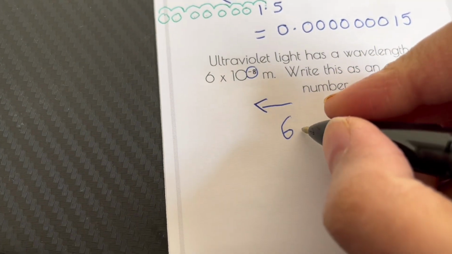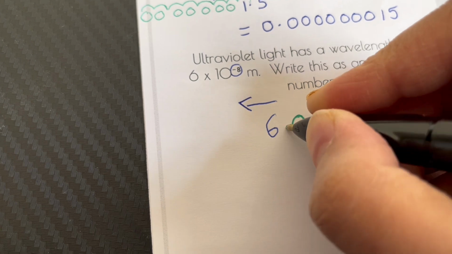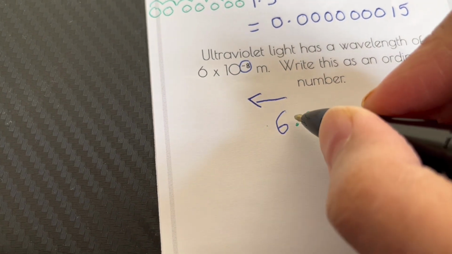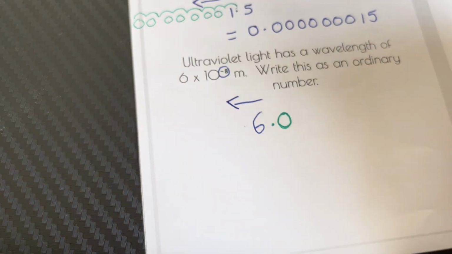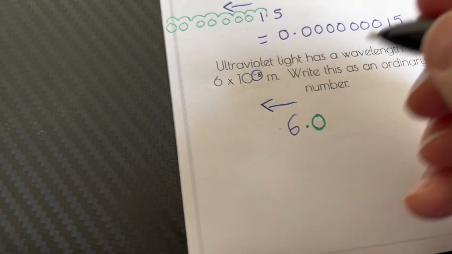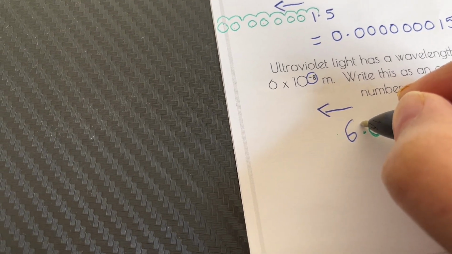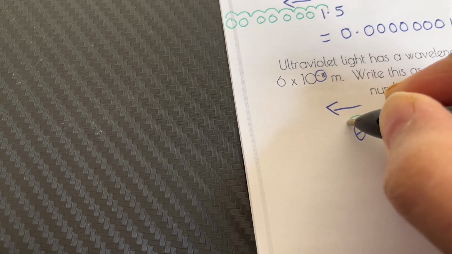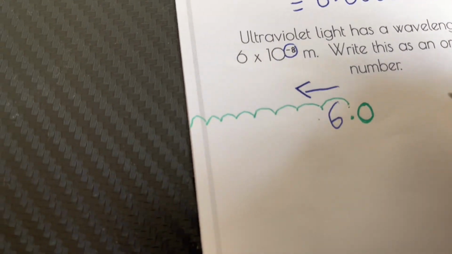That means I need to add my 6.0 just so I know where I'm starting my jumps from. I'm not starting from here, I'm going to start from here because that's where my decimal point is. Remembering that 6 can also be written as 6.0. It's the same number. So I'm going to start from here and move backwards, count 8 times. So I've got 1 jump, 2, 3, 4, 5, 6, 7, 8. Just about made it. And then fill in the jumps with zeros.